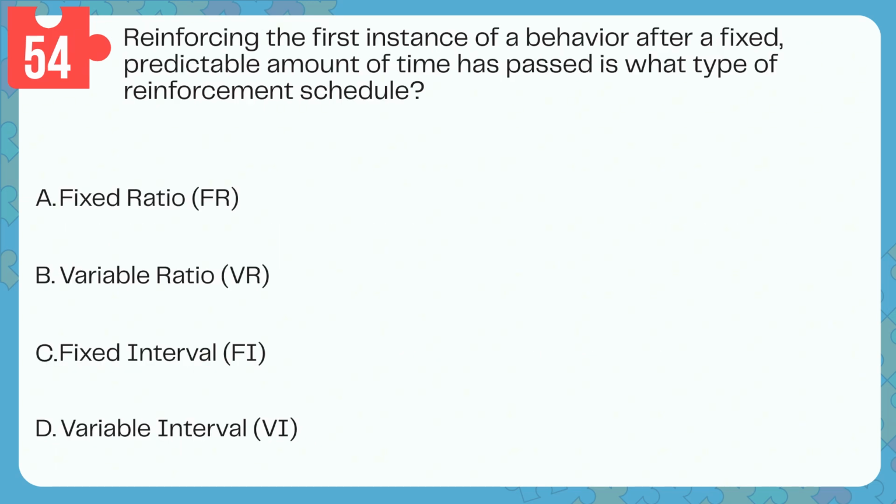Question 54. Reinforcing the first instance of a behavior after a fixed, predictable amount of time has passed is what type of reinforcement schedule? A. Fixed ratio, FR. B. Variable ratio, VR. C. Fixed interval, FI. D. Variable interval, VI.